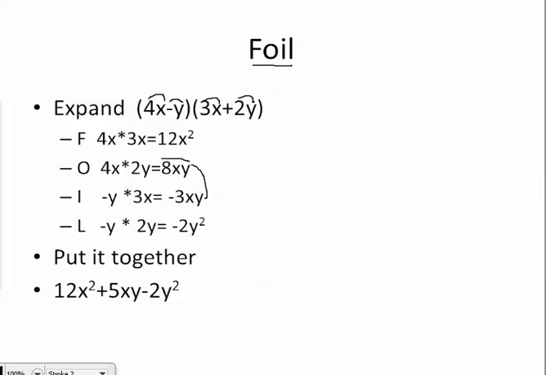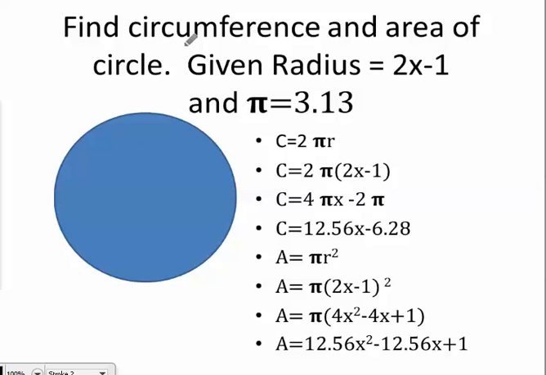Okay? I wasn't planning on coming into finding the circumference and the area of a circle. Given that the radius is a binomial, this is a little bit difficult. Okay? So I'm going to take the formula for circumference, 2 pi r. I'm going to replace the r with 2x minus 1. That's what the radius is. I'm going to take the 2x minus 1 and multiply 2 pi times 2x. It's going to give me 4 pi x. And I'm going to take the 2 pi times minus 1.